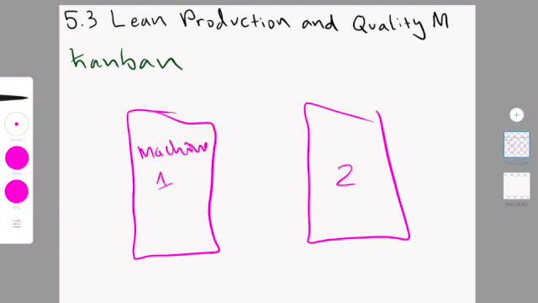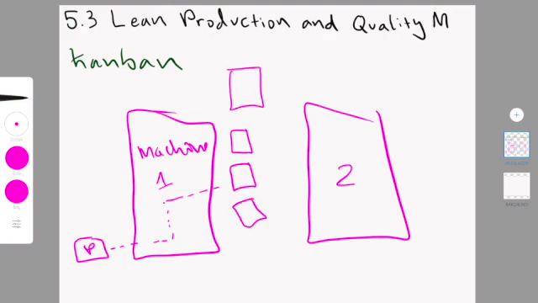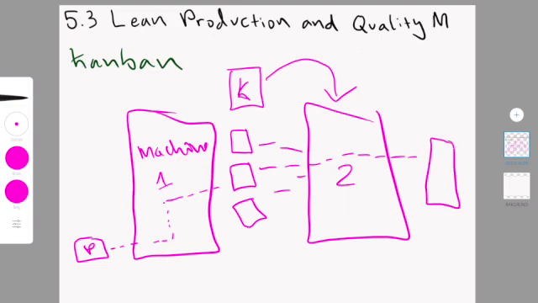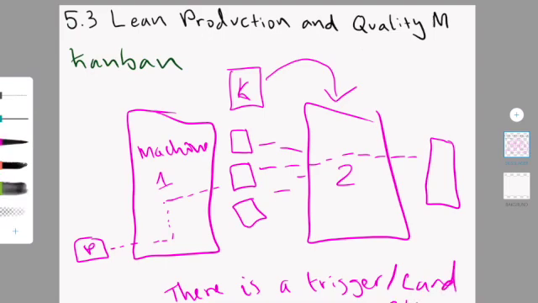Kanban was literally a card that was released by one machinery to the next to basically trigger the next process when you have enough material to do it. So here's a drawing. It's a really bad drawing, but let's say you have a product and you need three products for machine number two to actually make the final product. So instead of machine number two taking each product one by one, machine number two instead waits for all three products to be done from machine number one to then start. So there's like a trigger that happens.